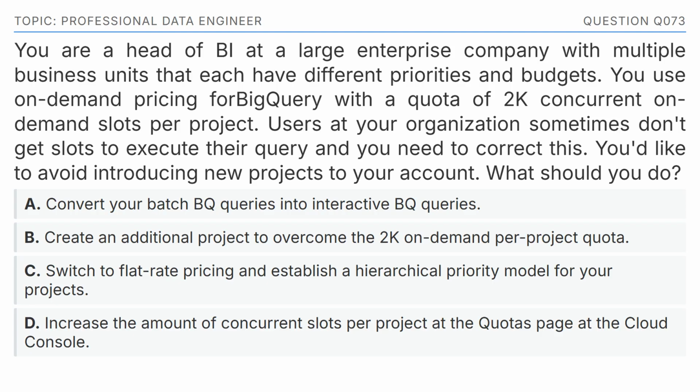Option B, create an additional project to overcome the 2K on-demand per project quota. Option C, switch to flat rate pricing and establish a hierarchical priority model for your projects. Option D, increase the amount of concurrent slots per project at the quotas page at the Cloud Console.